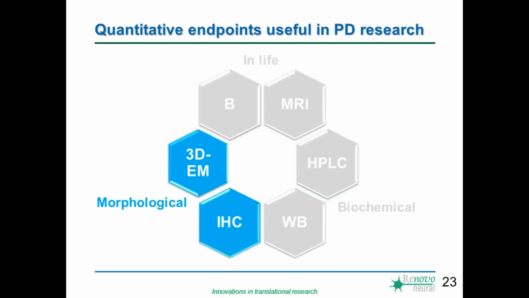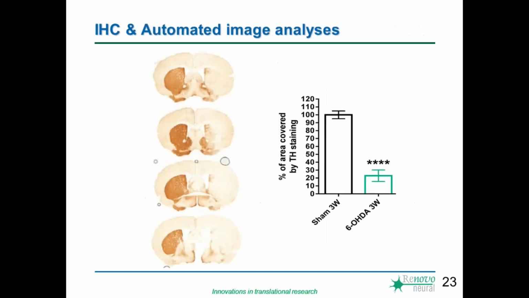While Western blot can give you quantification, immunohistochemistry, IHC, can provide more contextual information about your protein. And let me use a couple of examples here. Let's start with the classical in the PD field, TH staining.